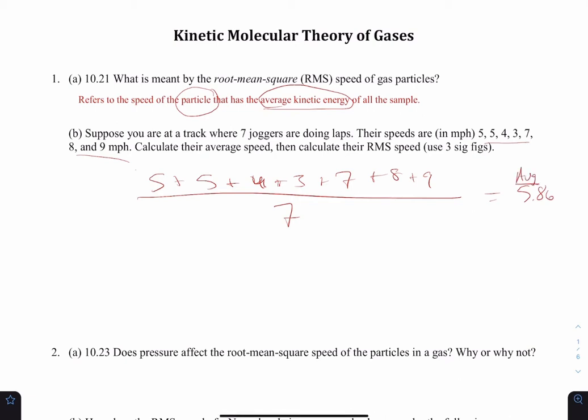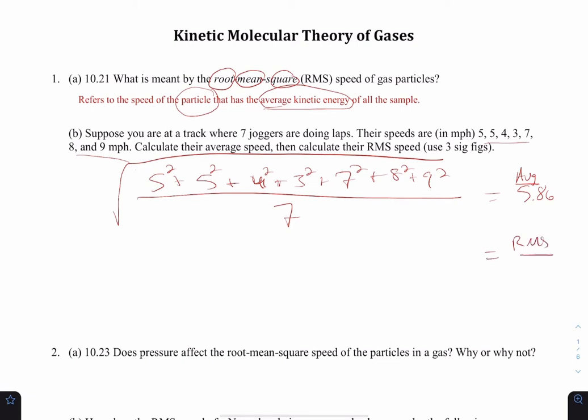Now, to do the root mean square speed, it actually tells you exactly what you need to do. You're taking the root of the mean of the squares. So you're taking the square root of all this, but you're squaring each individual value and then dividing by the total number of values. And the RMS speed would come out to be 6.20 if you do it correctly that way.